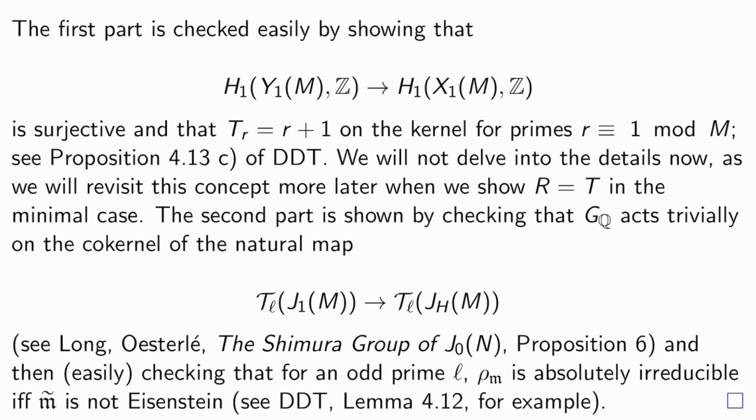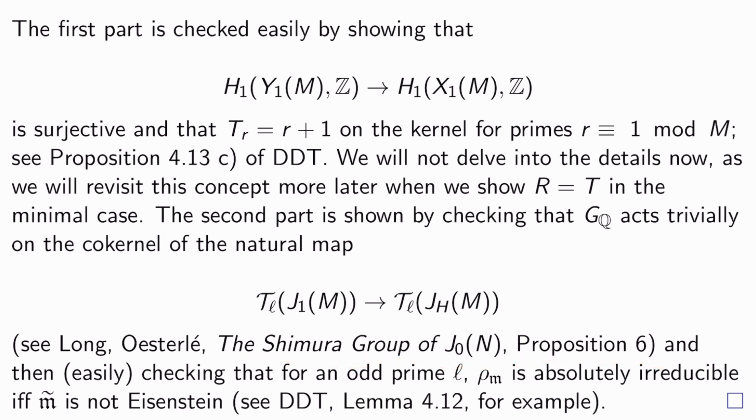Because we're actually going to be revisiting this very concept more later when we jump into the next chapter, which is the proof of R equals T in the minimal case. And then the second part of lemma IH2 is shown by checking that the Galois group of Q acts trivially on the co-kernel of the natural map from the Tate module T sub L of J1M to T sub L of JHM. You can see, for example, if you want more details, the Shimura group of J0N proposition 6.